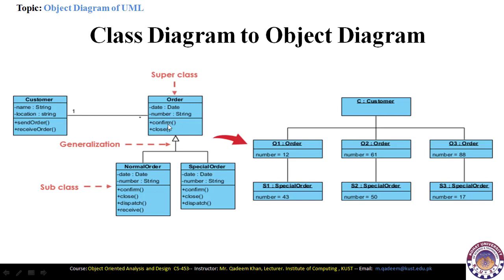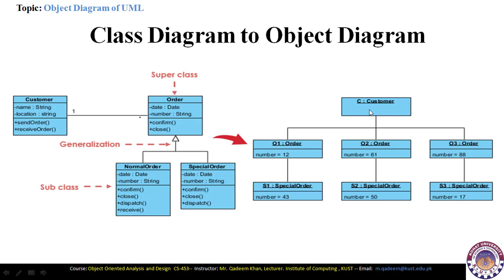Now the order has normal order and special order. There are two children of the order class. You can see normal order and special order. This is like a generalization relationship, which is inheritance, and these two are the subclasses of the order class. Order is the parent of these two child classes. If we convert this class diagram into the object diagram, this will be the output.